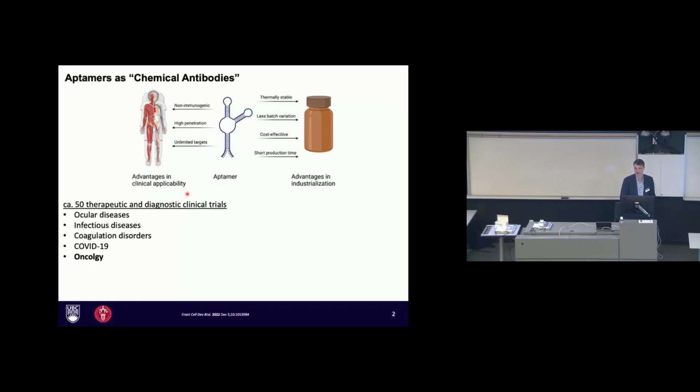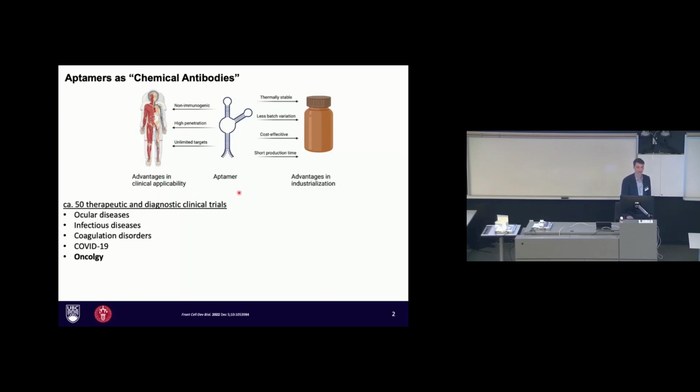They also have some advantages from the manufacturing side. They are thermally stable. You can heat them up to 100 degrees, and once they cool down, they just fold into the correct structure again. They are much less susceptible to chemical modification, so it's easier to chemically modify them using harsher solvents compared to peptides. They're cheap to produce, and they have a shorter selection time.